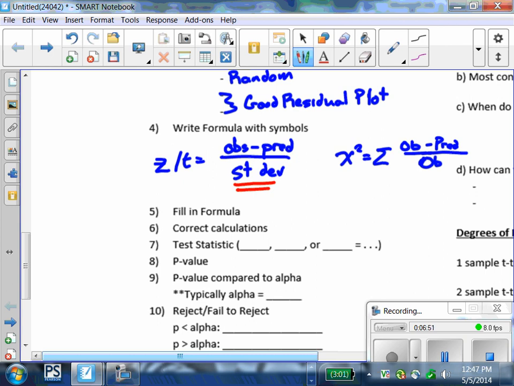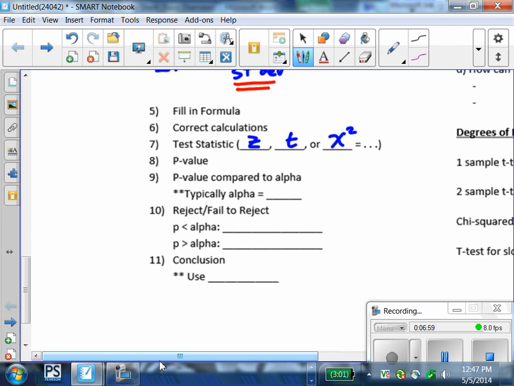So fill in the formula, do all the right mechanics. Remember your test statistic. It could be a Z if it's a Z test, a T if it's a T test, or chi-squared for a chi-squared test. Write down the p-value. Make sure that you put this p-value, the inequality, right? P is greater than alpha or P is less than alpha. The typical alpha is 0.05. Remember, if P is less than your alpha level, you'll reject the null. And then if P is greater than alpha, you fail to reject the null.